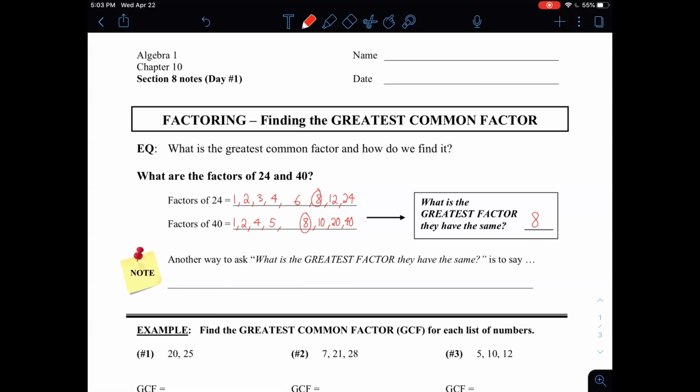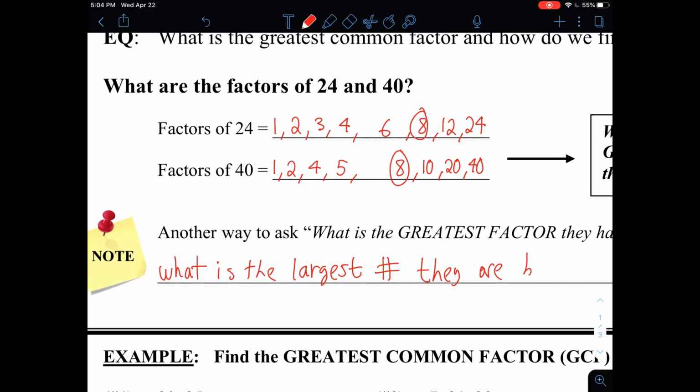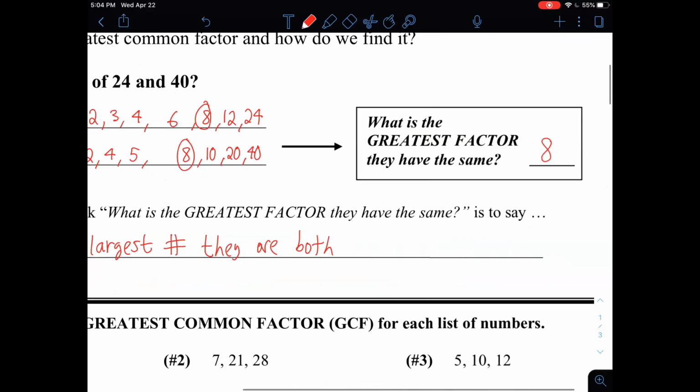Okay? And another way to ask what is the greatest common factor is to say, what is the largest number they are both divisible by?